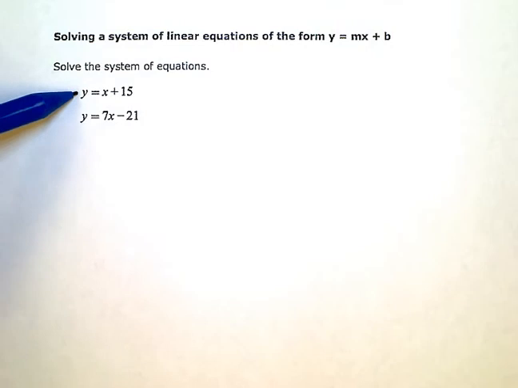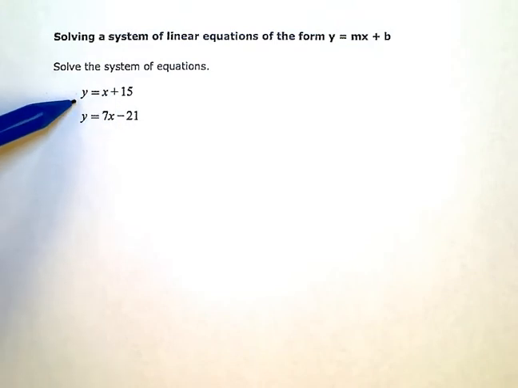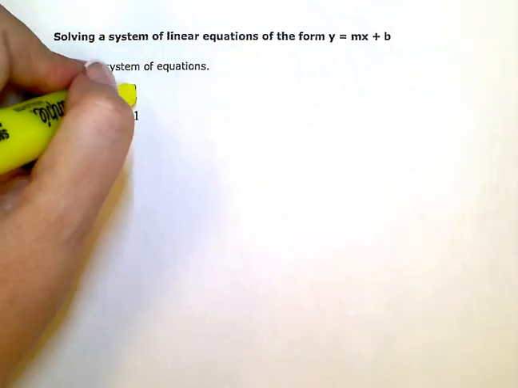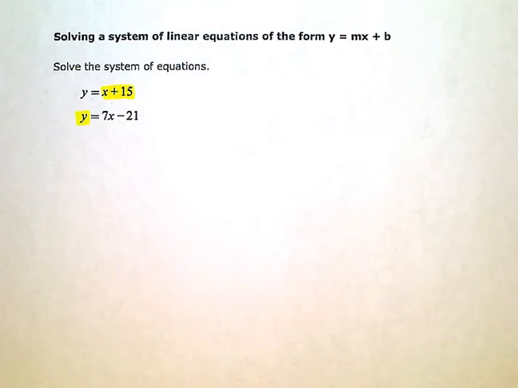What this is saying is that instead of y, I can replace any y in any other equation in the system with x plus 15. That y and x plus 15 are interchangeable. So what I'm going to do is take this x plus 15 and substitute it for that y in the second equation.